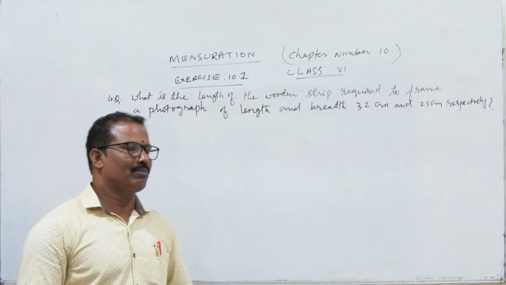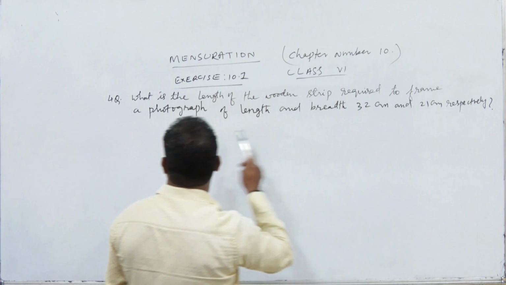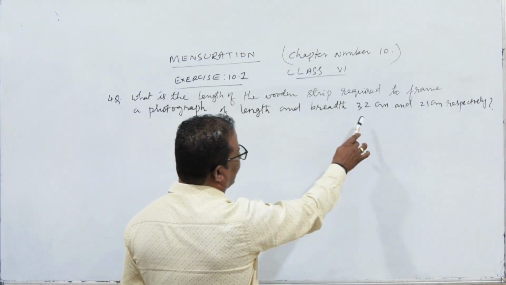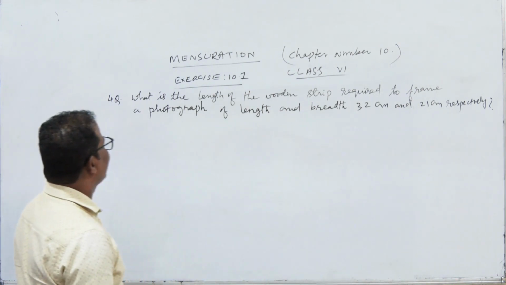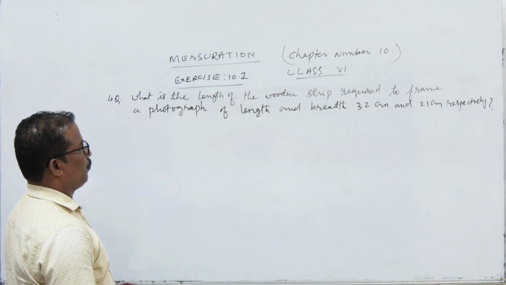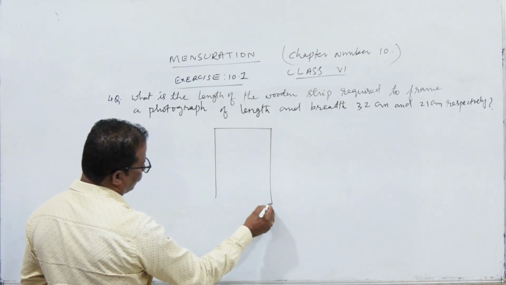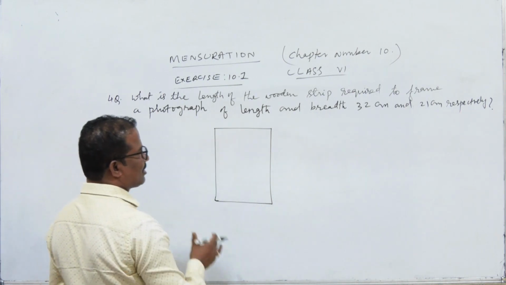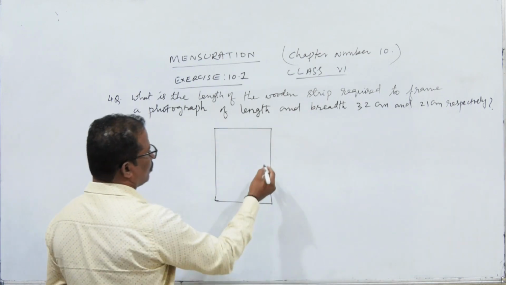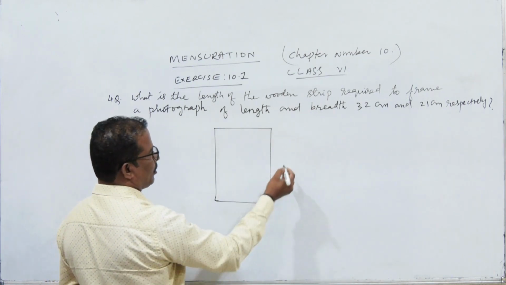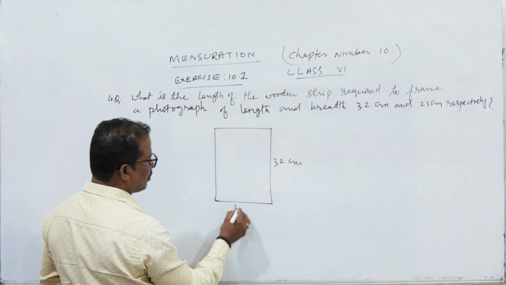Good. See question number 4. What is the length of the wooden strip required to frame a photograph of length and breadth 32 centimeter and 21 centimeter respectively? That means the photo frame. The photo frame, as we know, will be in the rectangle shape, because the measurements are different. That means it has a length and a breadth. So the length will be 32 centimeter and the breadth will be 21 centimeter.